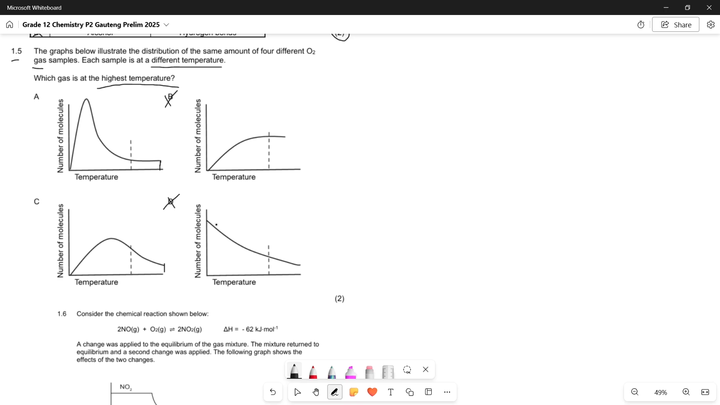And then D also doesn't work because we aren't starting from the origin, which means at 0 degrees Celsius, the number of molecules is the most and then it's decreasing, which isn't following the trend. So we're just going to compare A and C just so we can understand Maxwell-Boltzmann in this question, but either way, we could just pick any answer. So they're saying which gas is at the highest temperature. So Maxwell-Boltzmann is usually about where the temperature is highest here.